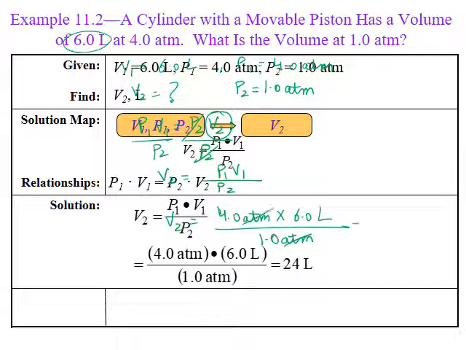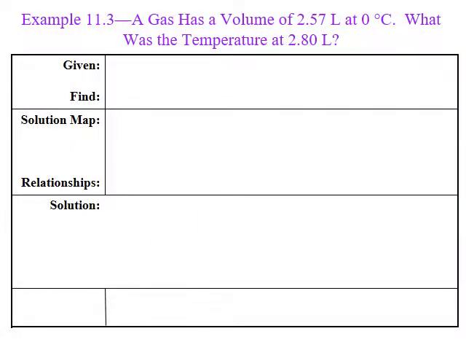ATM is cancelled. My final answer is in liters. If you plug this into a calculator, it gives you 24 liters. I'm looking for how many sig figs. This has 2, this has 2, this has 2. My final answer has 2. So this is my final answer.